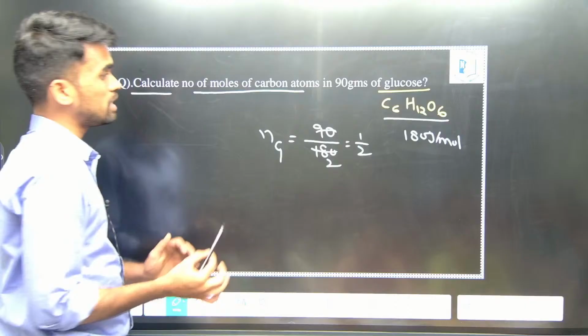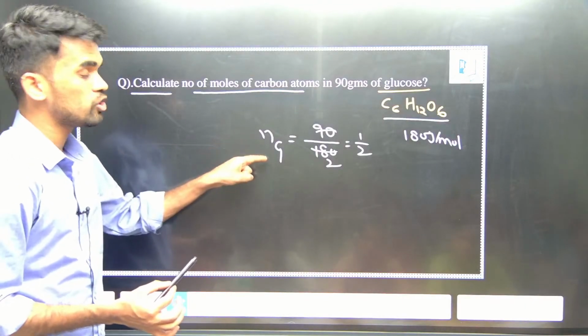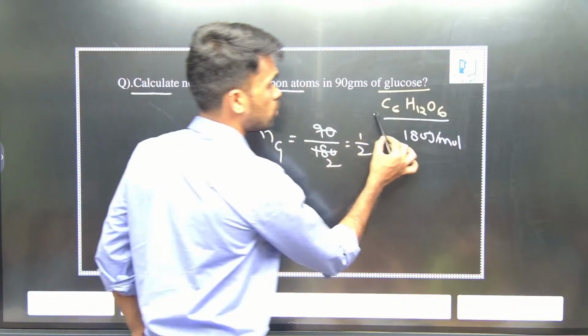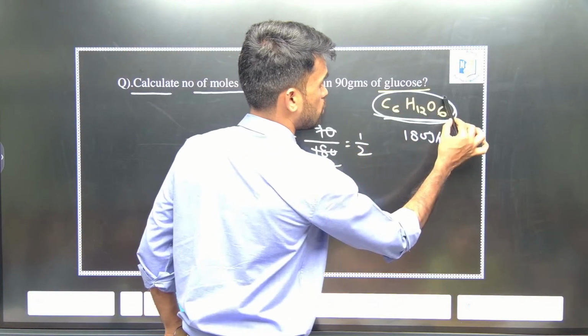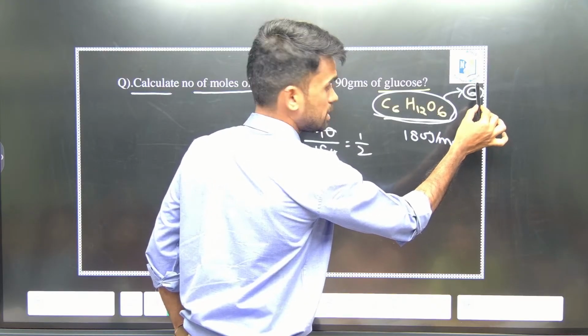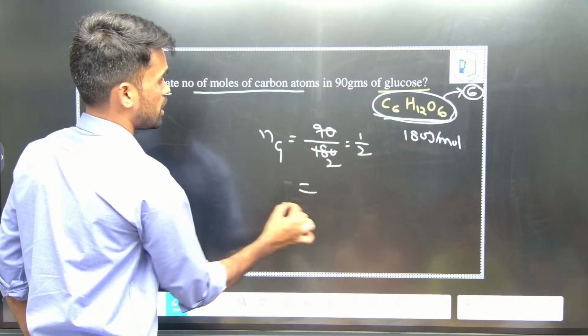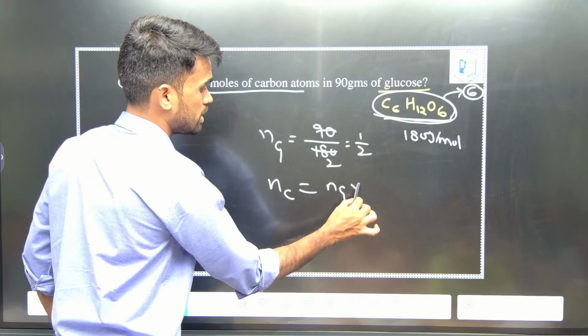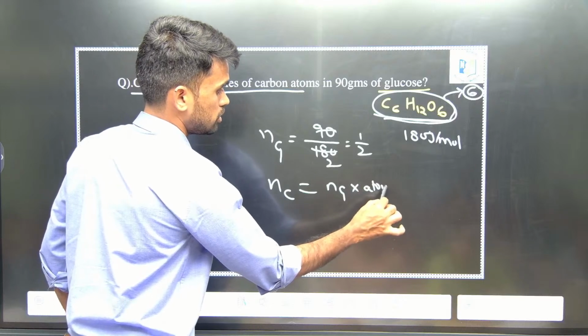Okay. So after that what am I asking you? I am not asking you the number of moles of glucose. I am asking you about carbon. In 1 mole of glucose, in 1 molecule of glucose, how many carbons are there? 6. So atomicity is 6. Now what you need to do: the number of moles of carbon atoms, if I ask, is the number of moles of glucose into atomicity. What is its atomicity?